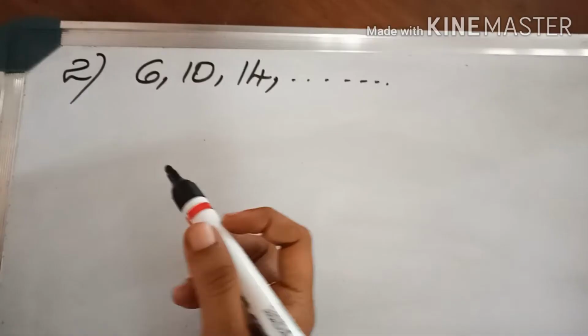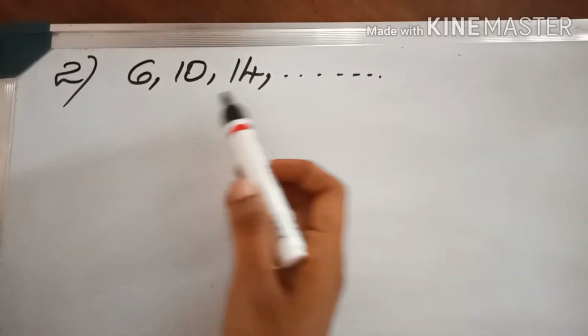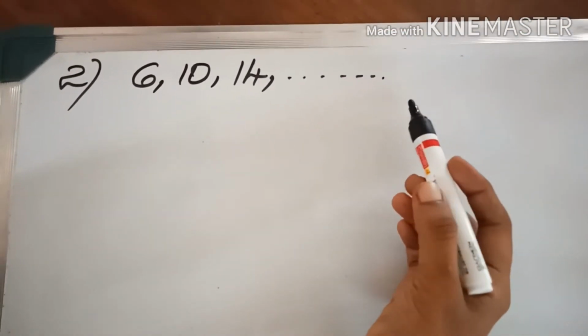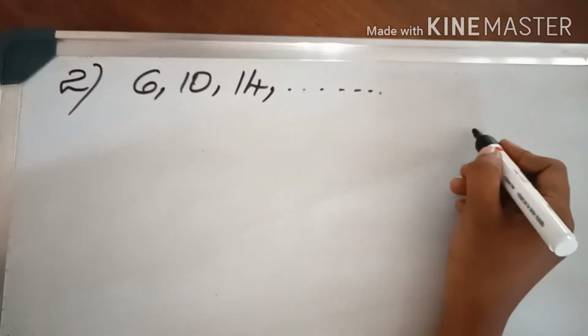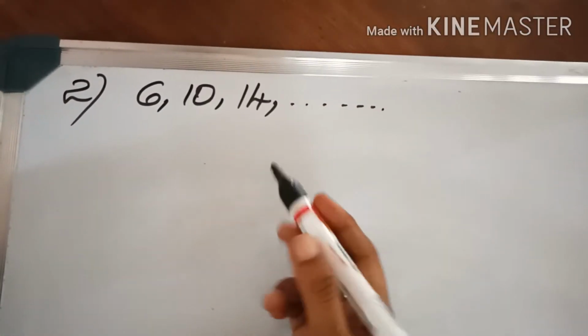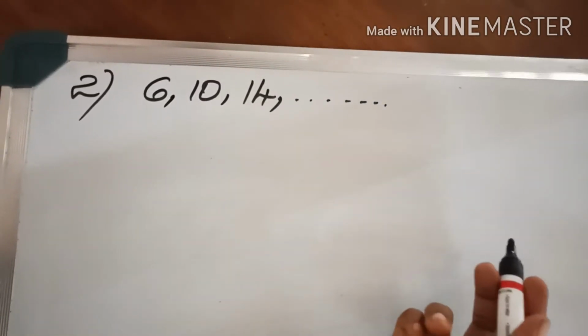Okay. Next question, question number 2. What is the difference between the sum of the first 20 terms and the next 20 terms of the arithmetic sequence 6, 10, 14, etc.? So a sequence is given. You have to find the difference between the first 20 terms sum and the next 20 terms sum. Let's see how.